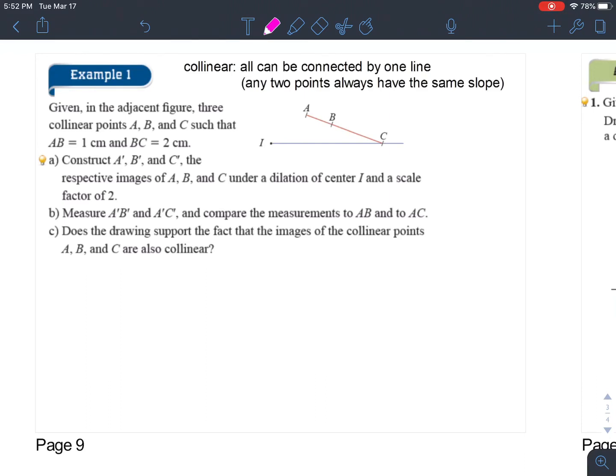So for part A, it says we are supposed to construct A prime, B prime, and C prime, which is going to be the images, I should say, for A, B, and C, and we're going to do it with a scale factor of 2.